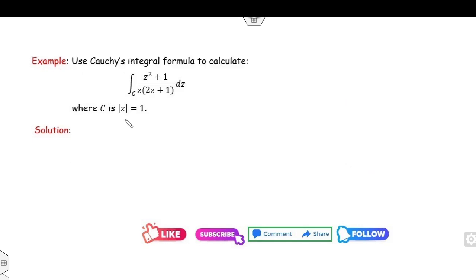Okay, look at this another one. Again, this is the equation of the circle with the center 0, radius 1. Can you find the pole?